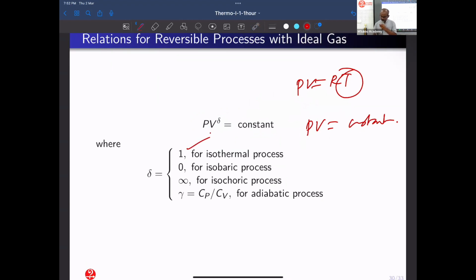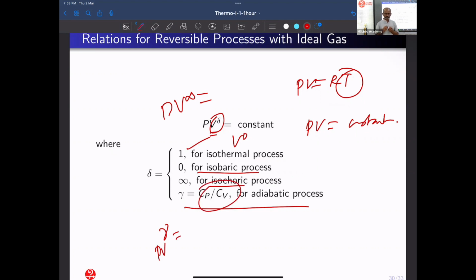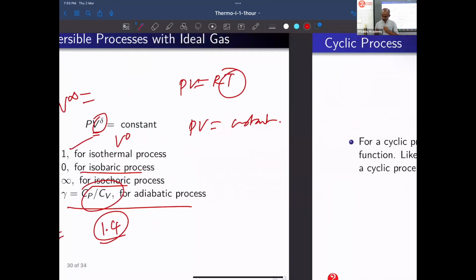So there is V to the power delta 0, to make this term not there. So we'll be having V power 0. That is valid for isobaric. And for isochoric, V to the power infinity, PV power infinity equal to constant. And reversible adiabatic, for which PV power gamma equal to constant. Gamma is nothing but the ratio of specific heats, Cp by Cv. For air, it is 1.4. So these are all known to us.